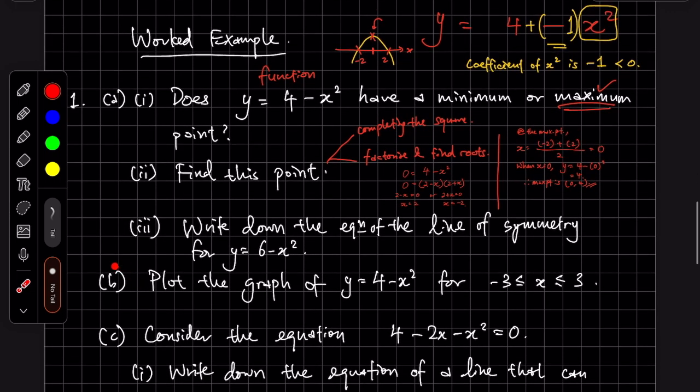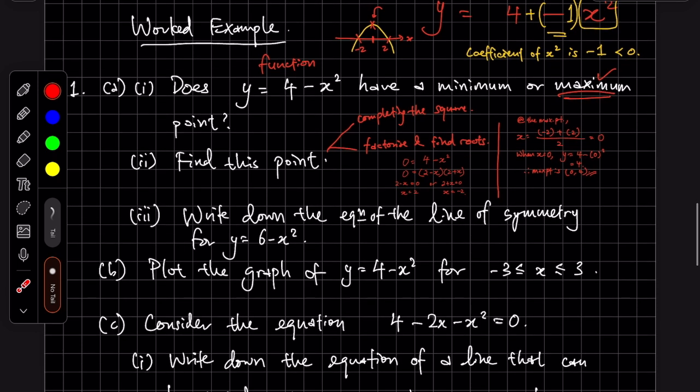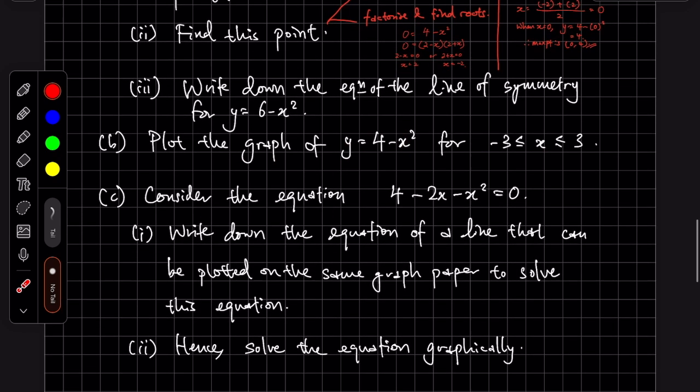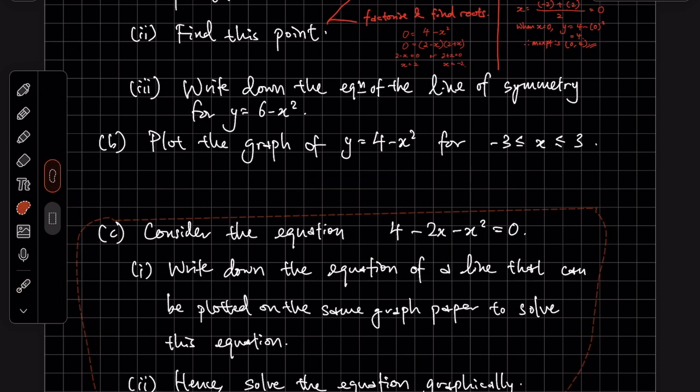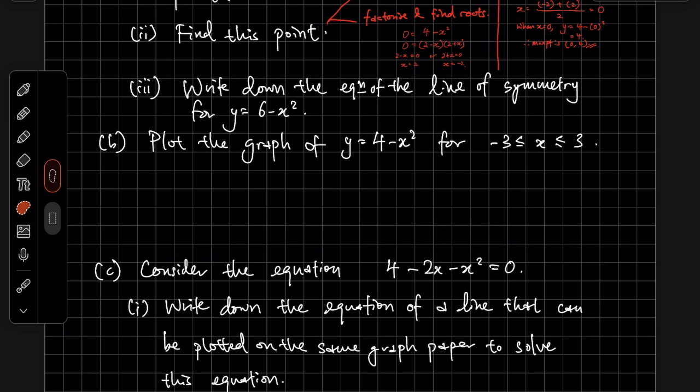Okay, part B, of course, I'm not gonna do it. I don't have graph paper, and also I don't like to draw graphs. So plot the graph of this for this range of values. What do you do? First thing is I'm just going to help you with the table of values. Okay, so for quadratic curve, how many values should you have?